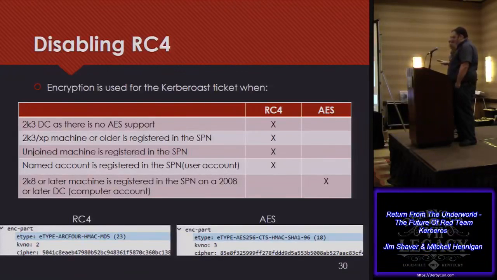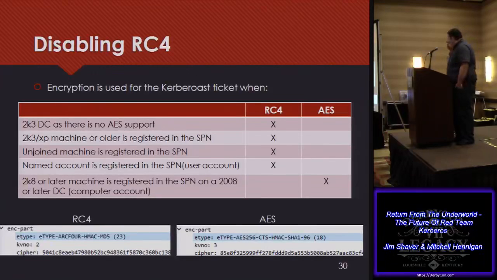So this fourth one is a very common one in the environment. Once I explain it to you, you'll be like, oh, I see that all the time. Named accounts registered in the SPN. So this is like SQL SVC or Administrator or Bob is registered as the account running the SQL server, right? And he gets an RC4 ticket. That's weird. We'll talk about that one in a minute. And then the last use case is in a 2008 or later domain, with a 2008 or later machine registered in the SPN, you get an AES ticket, okay? Automatically. Because the DC says, hey, I support AES, he supports AES, I can send him an AES ticket, he'll be able to decrypt it, okay?